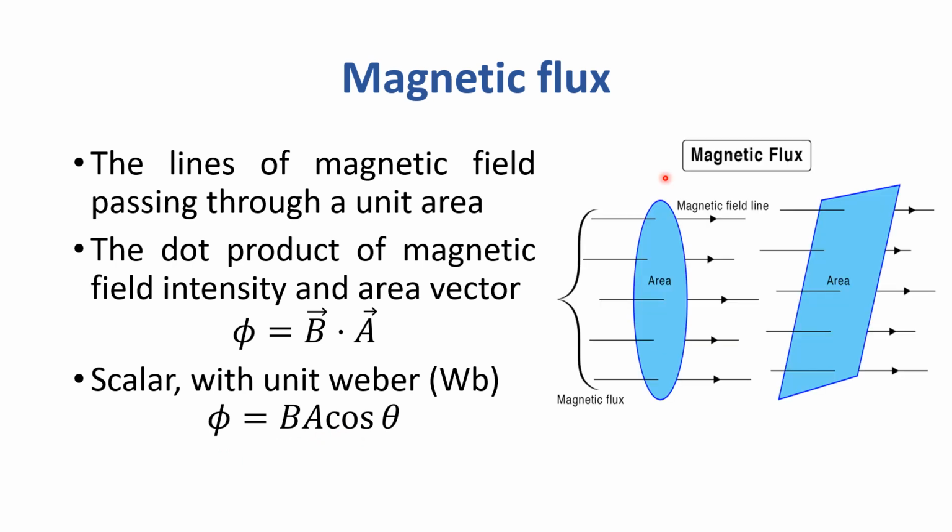Here you can see एक area है, यहाँ पे भी area है, दोनों की shapes different है but we have to be concerned with the magnitude of the area. So उसमें से कितनी magnetic lines pass कर रही हैं that is the flux. यहाँ पे 1, 2, 3, 4, 5 lines pass कर रही हैं through a unit area. So the flux can be demonstrated as 5 Webers and similar for this area.